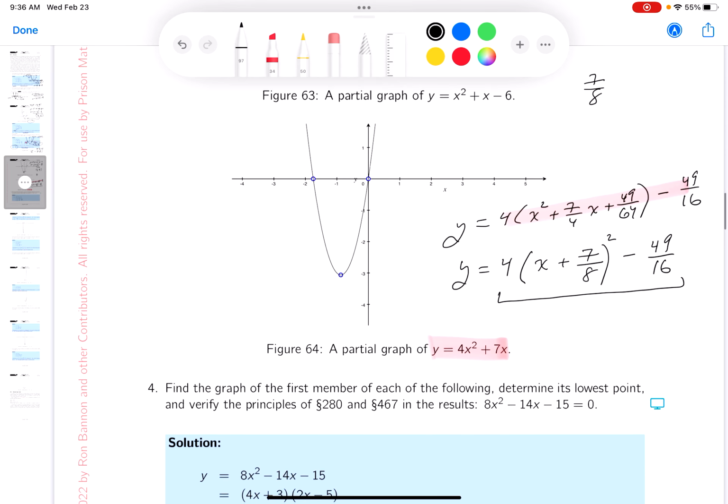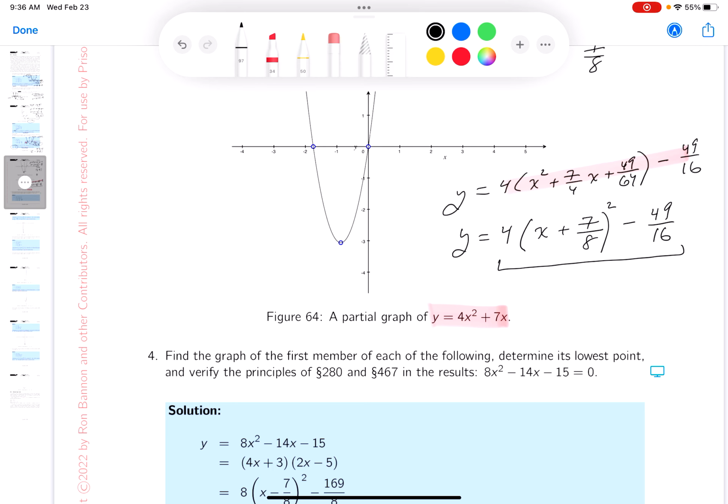How would I do that? Well, that first term has got to be made to be 0 to minimize this thing. Otherwise, if it's not 0, that square is just going to get bigger. It's going to be a positive number if it's not 0. So what do you get over there? That would occur at minus 7/8. And at minus 7/8, what would the y value be? Minus 49/16.